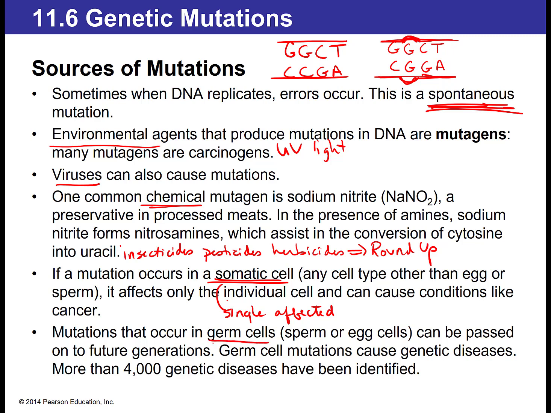But if you have a mutation in a germ cell, and by germ cell I don't mean bacteria. Germ cells are your sex cells. Germ cells are eggs and sperm, or cells that develop into eggs and sperm. If you have a mutation in an egg, and it gets fertilized, what is that going to mean?